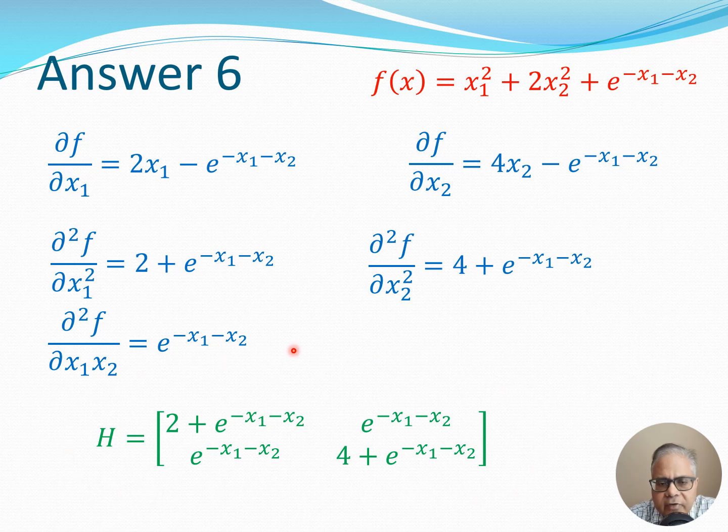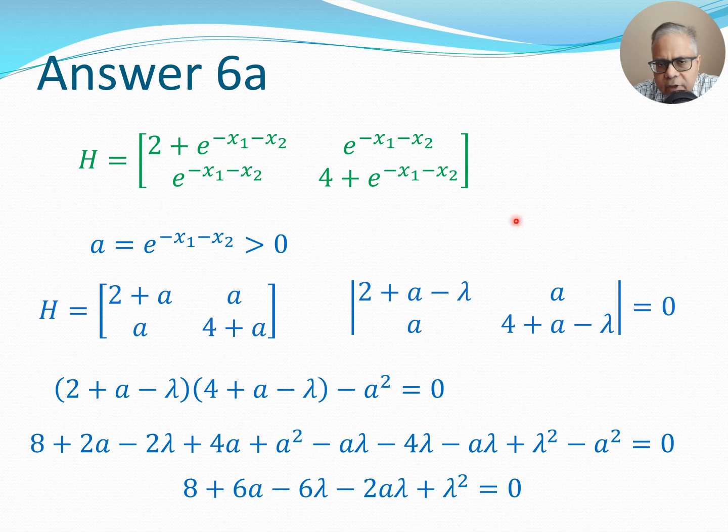This Hessian matrix comes out in this manner: 2 plus this exponential term, the exponential term, and 4 plus this exponential term. Now we have to figure out if this matrix is positive definite or not. This will be some exercise in math, so let's try to do that. We take a look at this H matrix, and I can make it more nice and compact if I define this term e to the power minus x1 minus x2 as A.